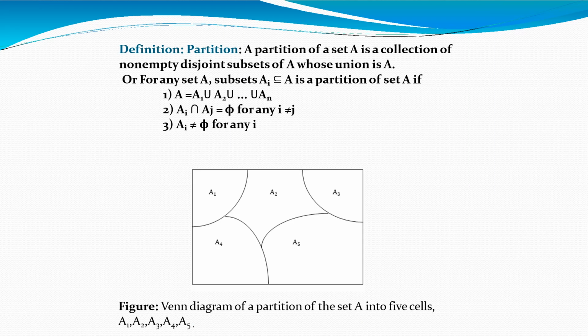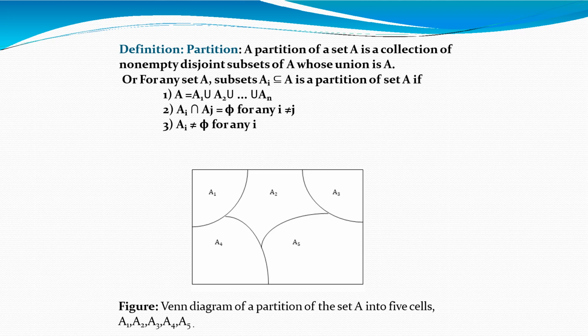Now see what is the meaning of partition. So partition is nothing but actually division into parts. Now in mathematics, see what is the meaning of partition of a set. So a partition of a set A is a collection of non-empty disjoint subsets of A whose union is A.